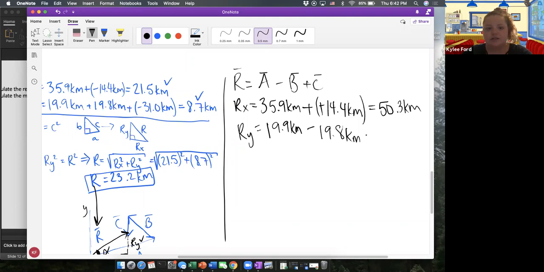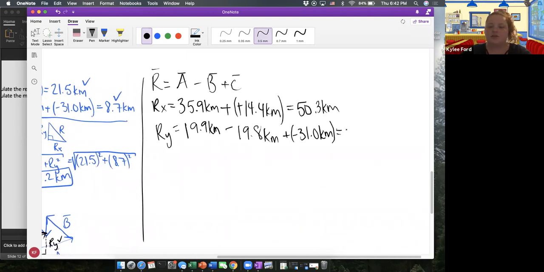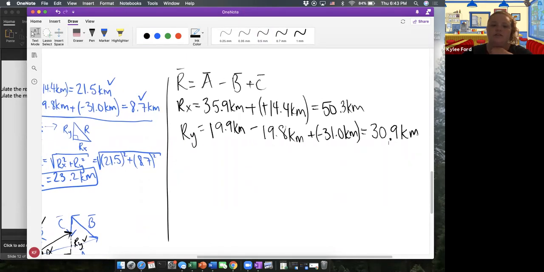Kilometers. And adding our C, which is negative 31 kilometers. So 19.9, 17.8, 31. That's going to be 30.9 kilometers. Okay, so see how different that one little minus changed our Rx and our Ry.